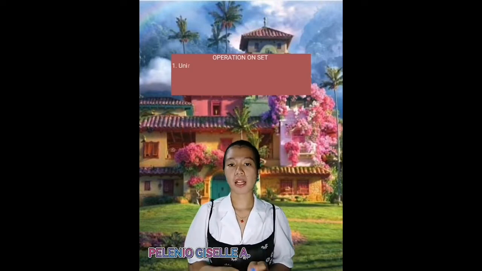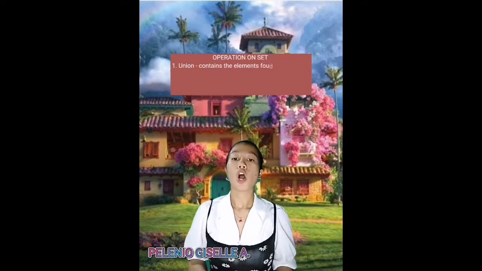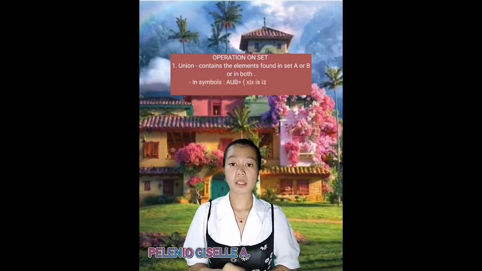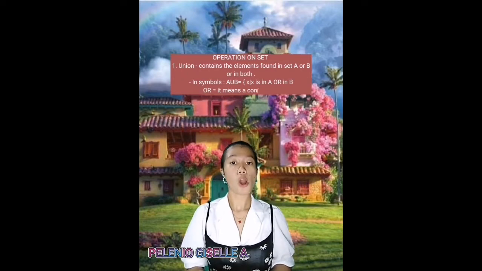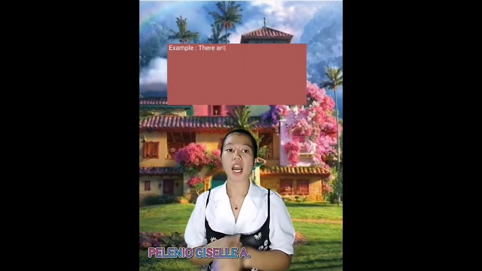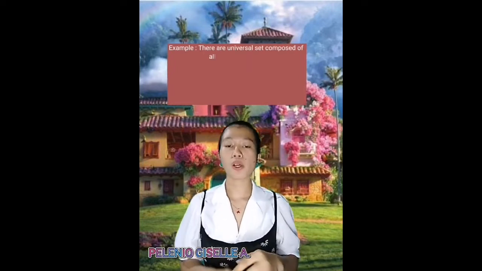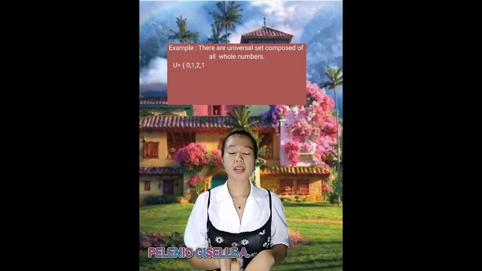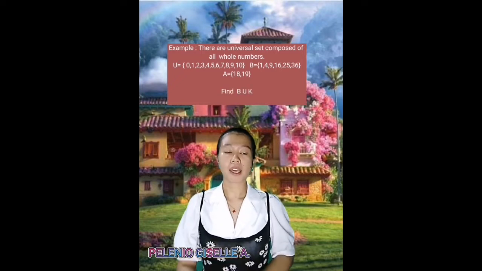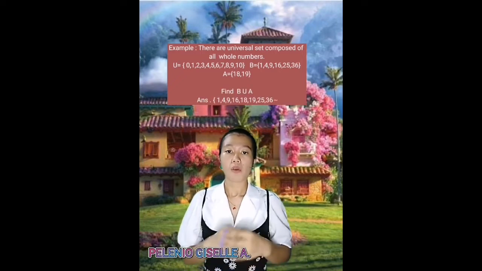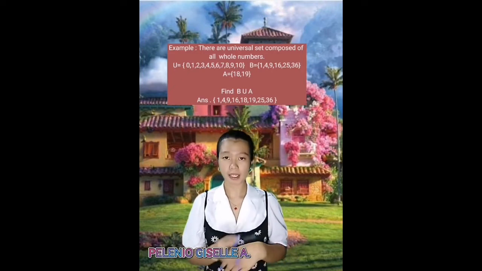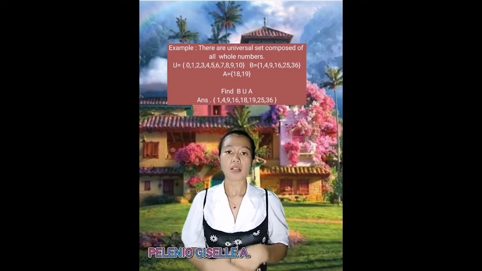Union operation in set contains the elements found in set A and set B, or both. In symbols, A union B is the set of X such that X is in A or B, or both. Example, there is a universal set composed of all whole numbers: 0, 1, 2, 3, 4, 5, 6, 7, and 8. Next, we have set B, which contains perfect squares: 1, 4, 9, 16, 25, and 36. And also, we have set A.